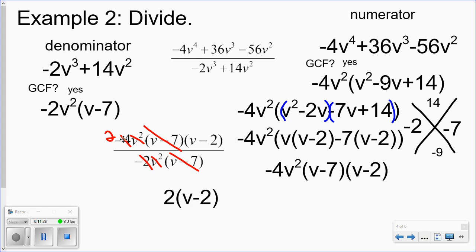So 2 from this guy, because I simplified that for the negative 4 over negative 2. I'm left with 2 from that, and I'm left with the v minus 2 from the back. So that is my final answer. Okay?